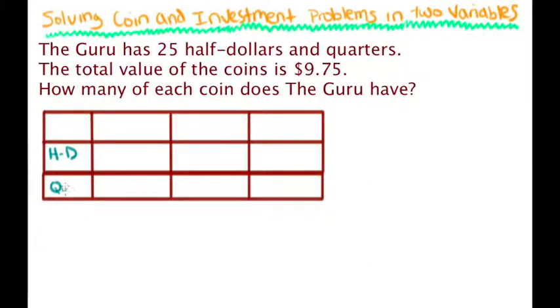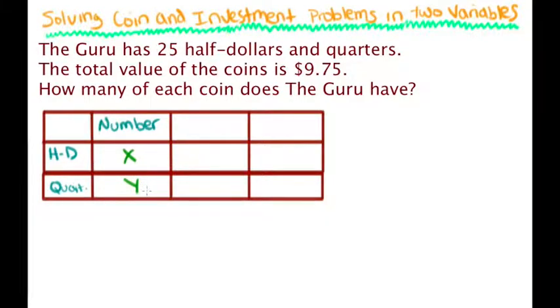Quarters. We don't know how many of each coin there is, so this column is going to be a number. We don't know how many half dollars the guru has, so half dollars is going to be X, or you can pick any variable you want. And we don't know how many quarters there are, so that's going to be another variable. Let's put that as Y.